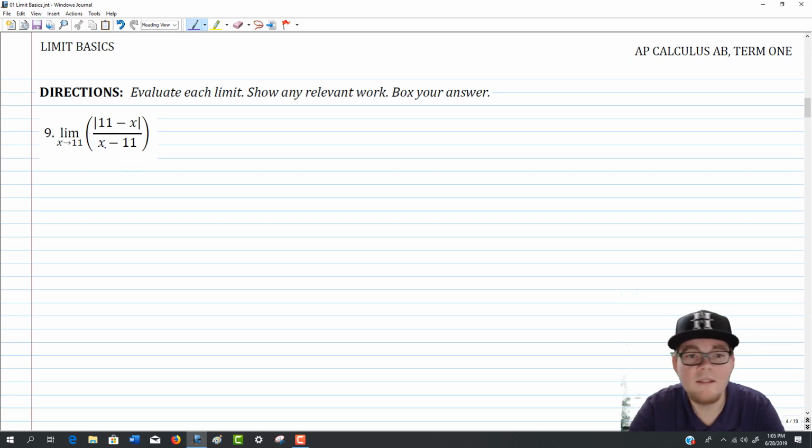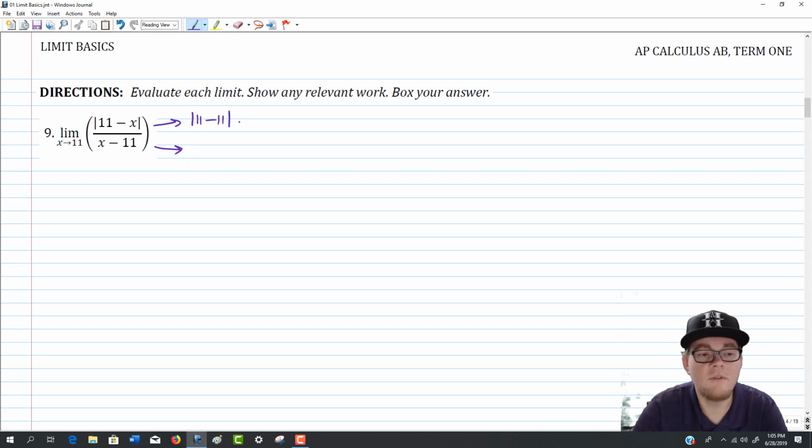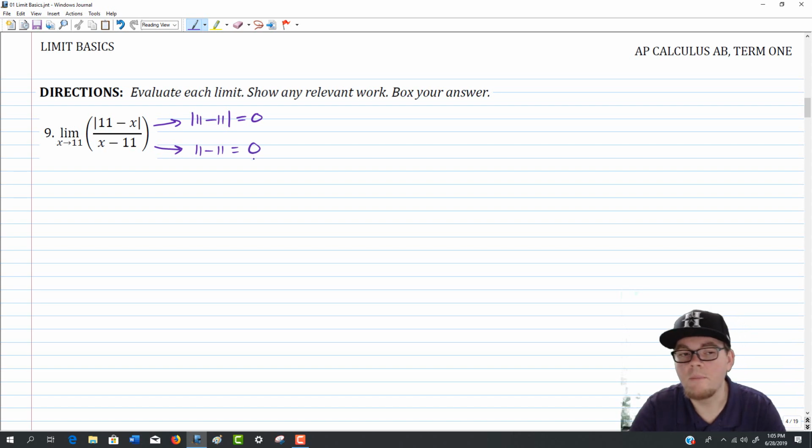First, if we want to evaluate this limit, as it says, showing any relevant work, boxing our answer, it's important to start, and we'll talk more about why in the next lesson, by taking a look at what happens if we substitute in 11. So in the numerator, if we plug in 11, we get the absolute value of 11 minus 11, which is 0. In the denominator, if we substitute in 11, we get 11 minus 11, which also equals 0.